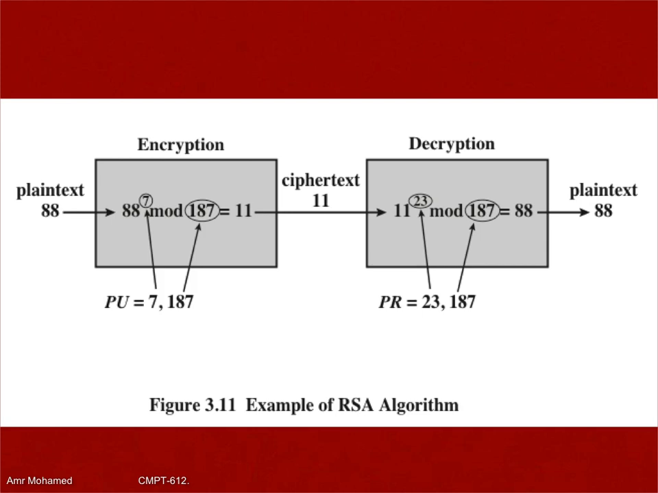So if 7 is the public key and 23 is the private key, or the other way around, it doesn't matter. We can say 88 to the power 7 mod 187, and the answer will be 11. If I try this, we can prove the reversibility very easily, assuming that this is the public key and the private key. We can reverse it if we want, there's no problem.